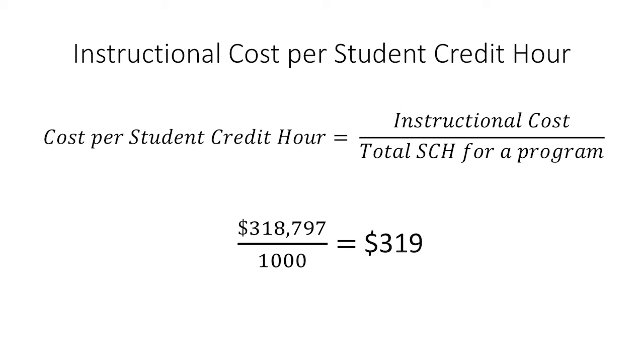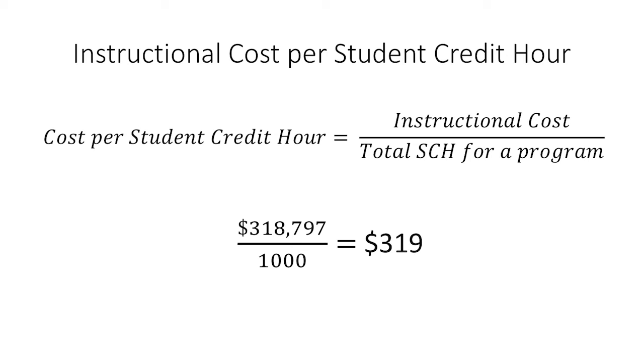$318,797 divided by 1,000 rounds out to $319 a credit. Why is that useful? For one thing, we charge tuition by credit. If I know that it costs $319 for direct expense to deliver instruction in that department, then I better set tuition at a lot higher number than that. I better set tuition at least twice that because I know that indirect instructional cost is going to be probably about 50% of total cost.